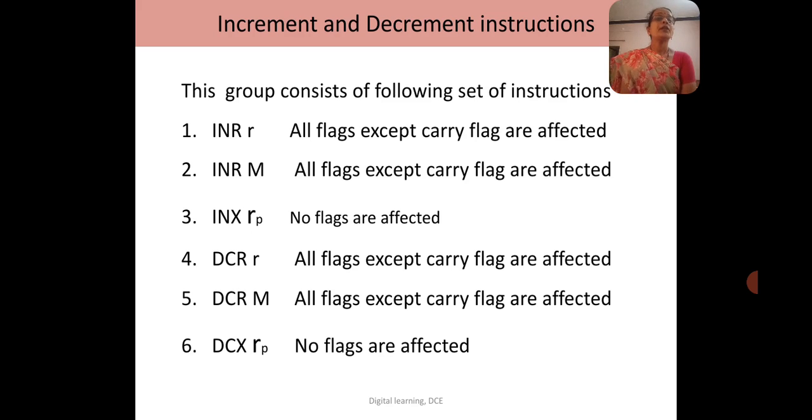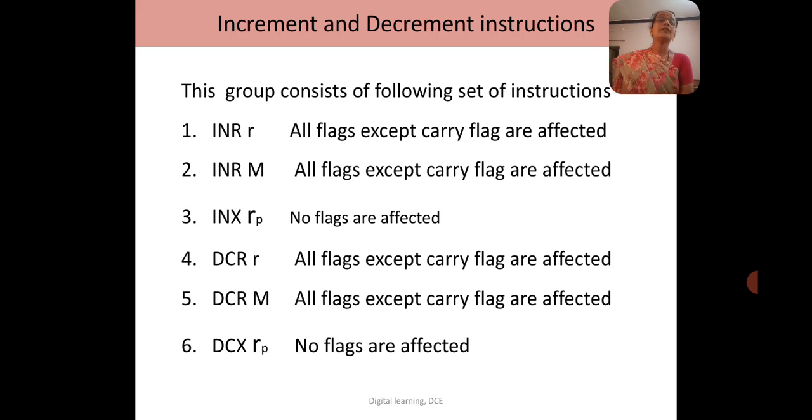Next, coming to the increment and decrement group of instructions. This group consists of INR R. INR R means it will increment the content of the given register by 1. In this instruction, all flags except carry flag are affected. INR M means it will increment the content of memory location pointed by HL register pair by 1. If we use this instruction, all flags except carry flag are affected.